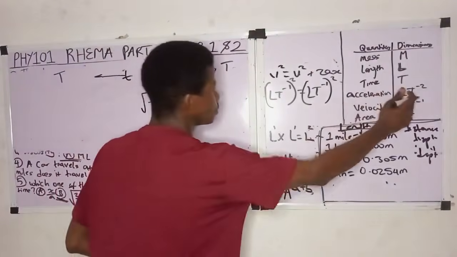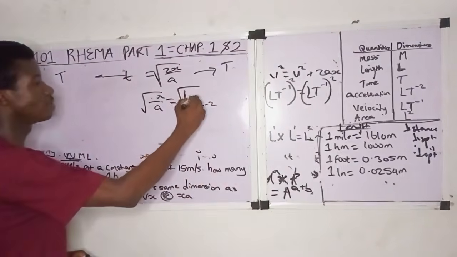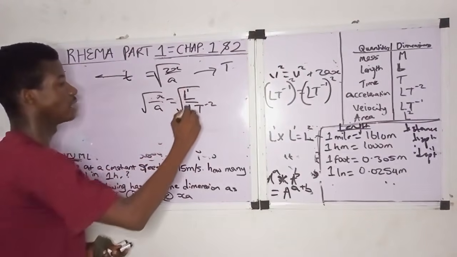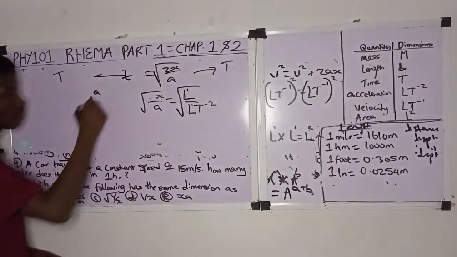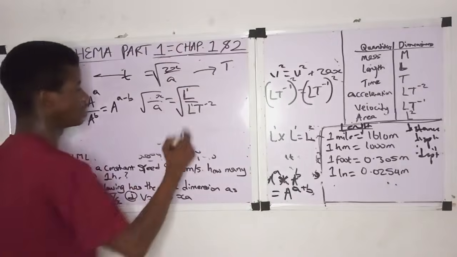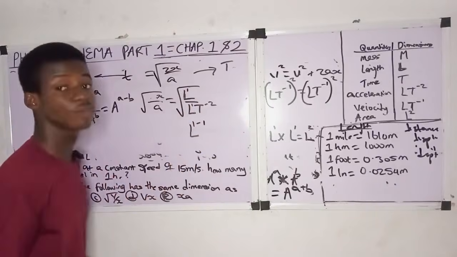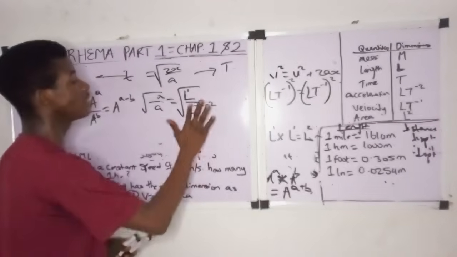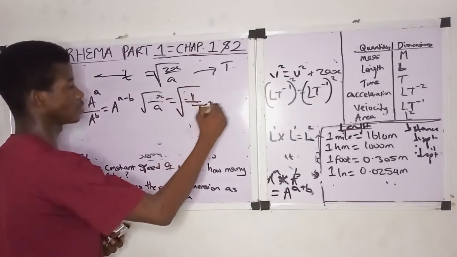Now about acceleration. The dimension for acceleration is L T raised to power minus 2, right? Remember, when a letter stands alone, it means that letter is to power 1. According to indices, when the same base divides each other, we take one of the bases and subtract their powers: 1 minus 1 gives us 0. Anything raised to power 0 gives us 1. So everything here will be 1, divided by T raised to power minus 2.